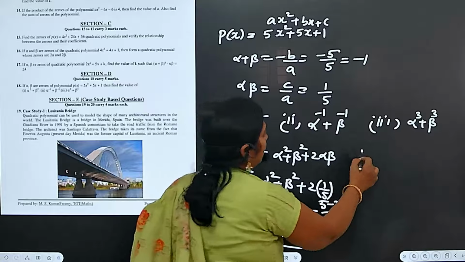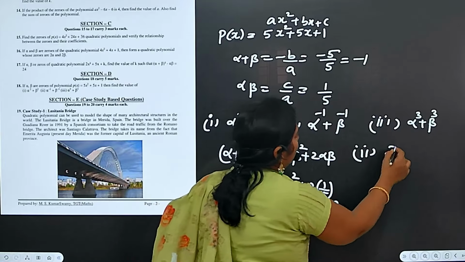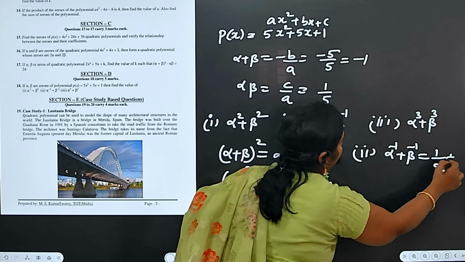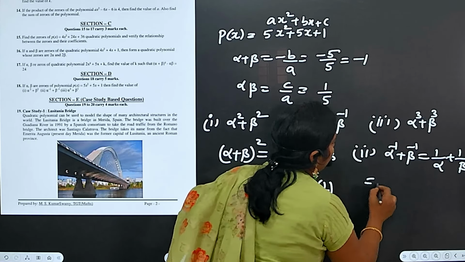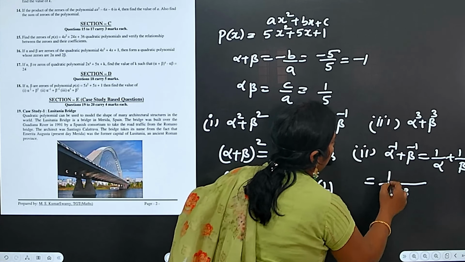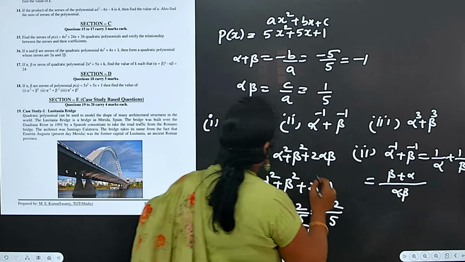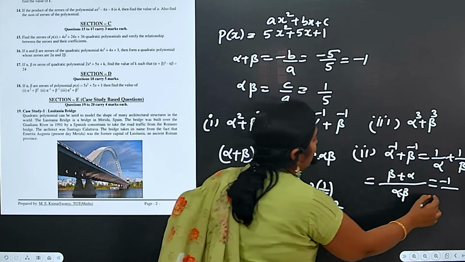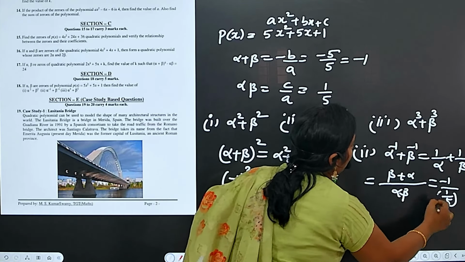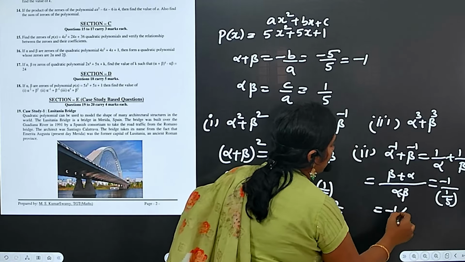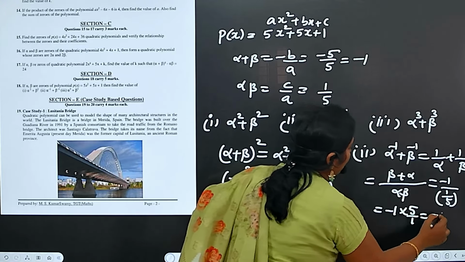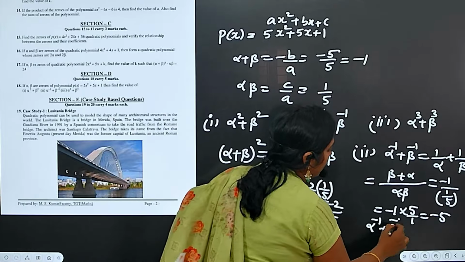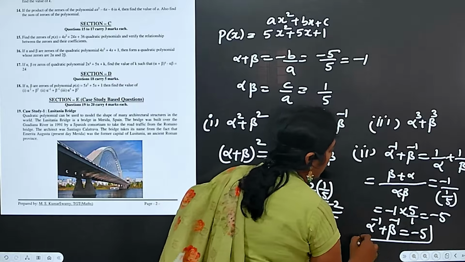Second one, alpha to the power of minus 1 plus beta to the power of minus 1 means 1 by alpha plus 1 by beta. Take the LCM, alpha beta, beta plus alpha. Alpha plus beta value is minus 1, alpha beta value is 1 by 5, equal to minus 1 into 5 by 1, equal to minus 5. So alpha to the power of minus 1 plus beta to the power of minus 1 equals minus 5.